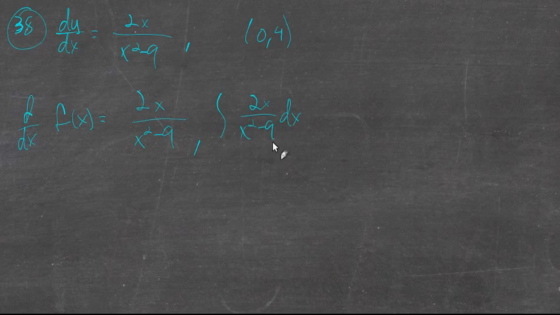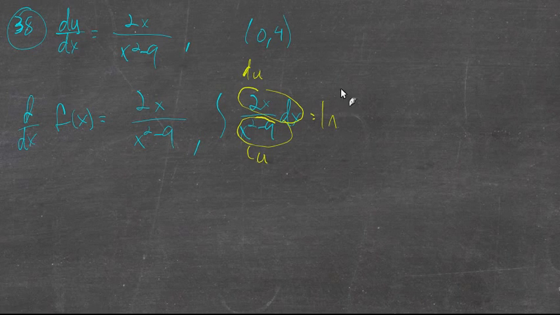So to do this, we'll see that this is u, and this is du. Right? If this is u, then the derivative of u would be 2x dx, and we have 2x dx here. So you have du over u. So this is the natural log of the absolute value of u, which is x squared minus 9. What do we always put on the end of an antiderivative? Plus c.